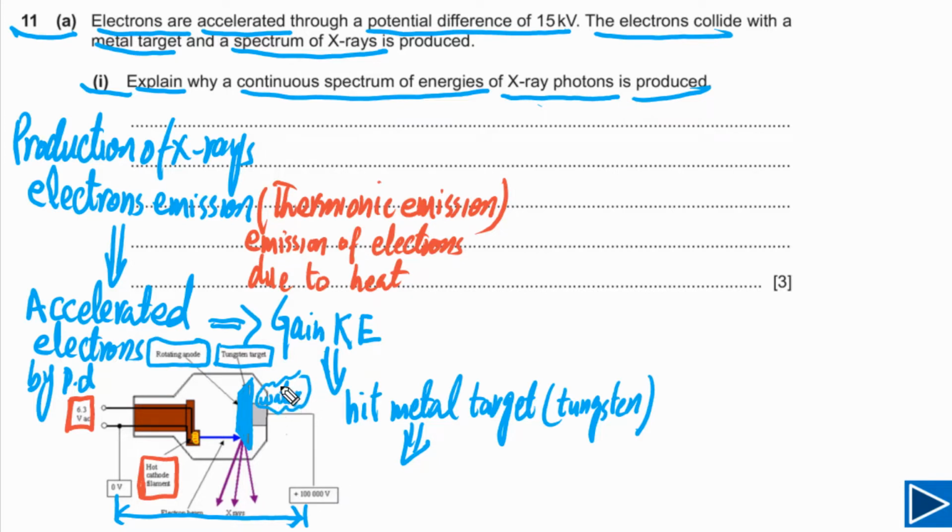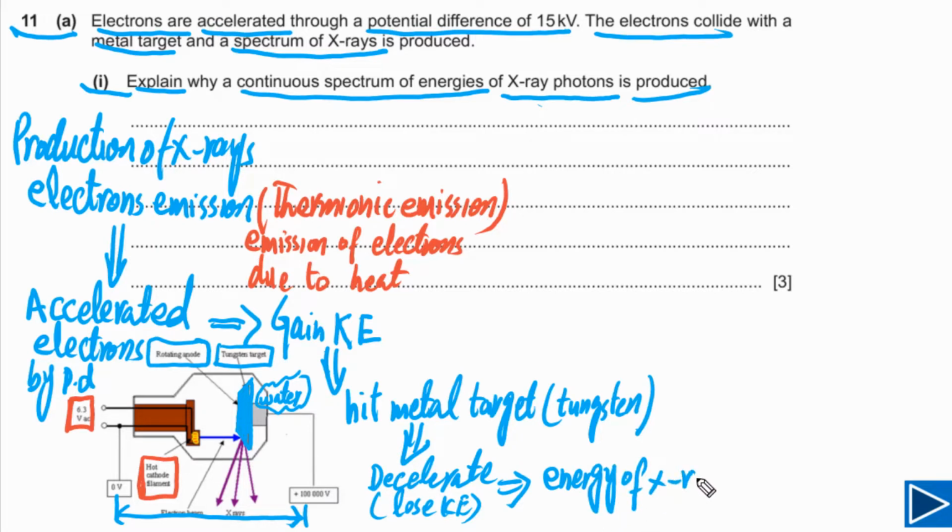So this anode is rotating. How do we cool it? By water and by rotating, so electrons don't hit one point all the time. As these electrons hit the metal target, electrons decelerate. Decelerate means they lose kinetic energy. And this lost kinetic energy becomes energy of an X-ray photon. The energy of the X-ray photon is equal to delta KE.